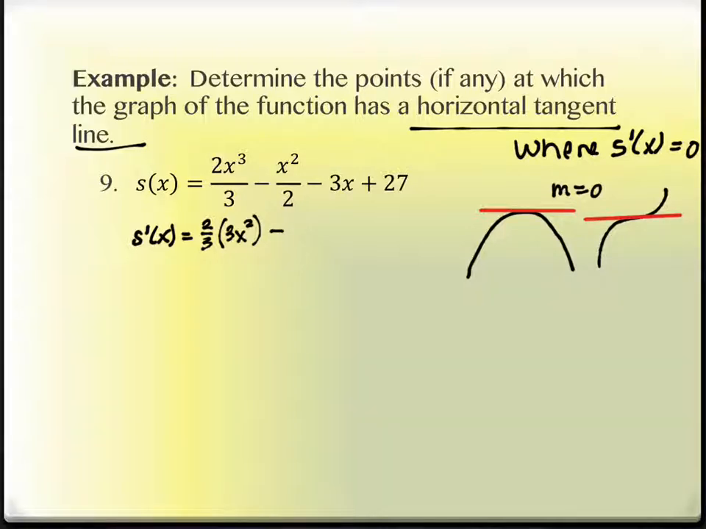And then again, the over 2 part of this is just like having a 1/2. And then what's the derivative of x squared? 2x, right? So it will end up being a 1x there in the middle. And then I have minus 3x, so what's the derivative of negative 3x? Yep, just the 3 and the sign before it's negative, so it will stay negative. And then I have 27, and what's the derivative of 27? That's 0. Okay, everybody good so far?